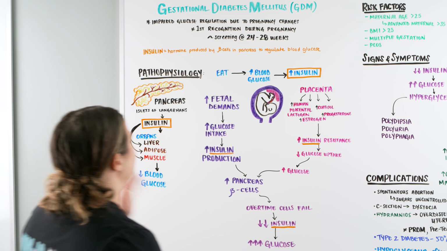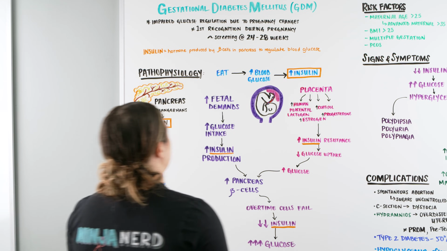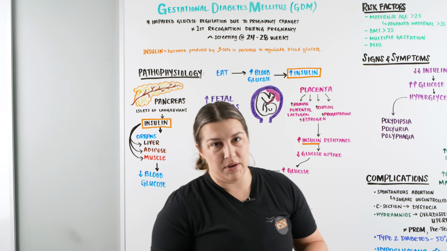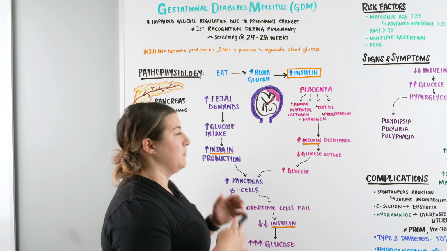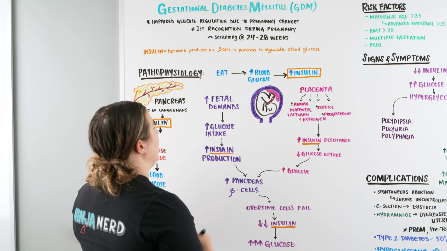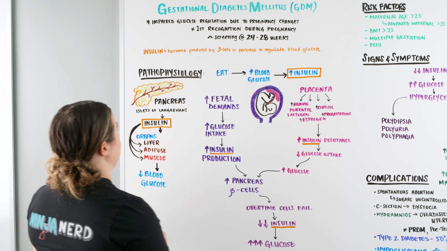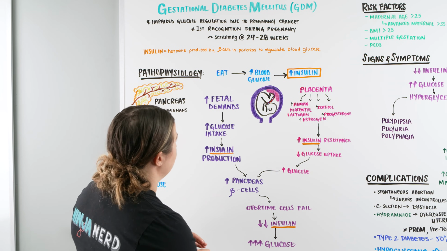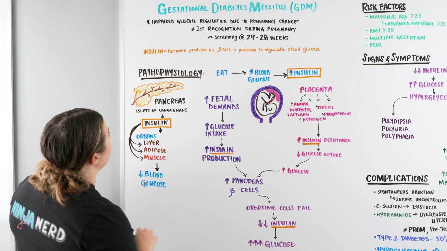When we talk about gestational diabetes, we're also talking about GDM. And this is not pre-existing diabetes and then someone gets pregnant. This is not diabetes in general in any other sense than a woman who gets pregnant and has problems with insulin regulation. So we're going to be talking about impaired glucose regulation in a pregnancy change, as well as the first recognition of it during pregnancy.